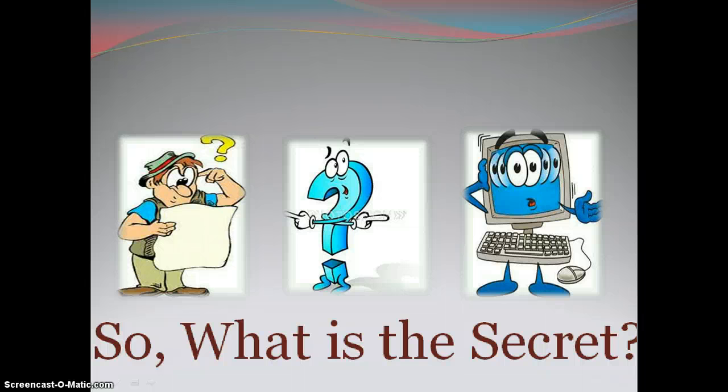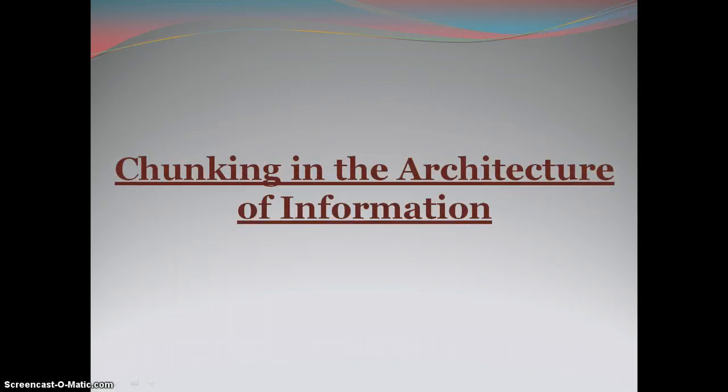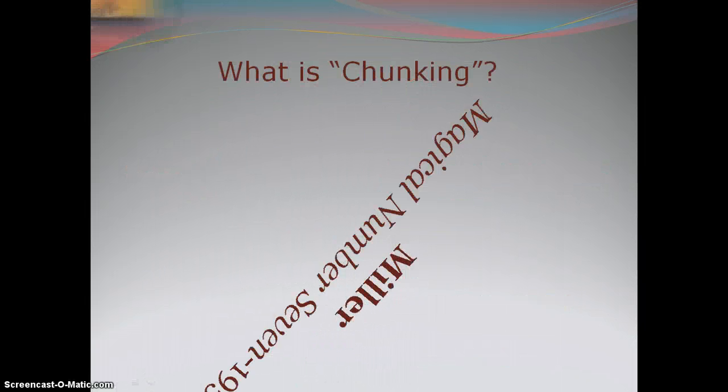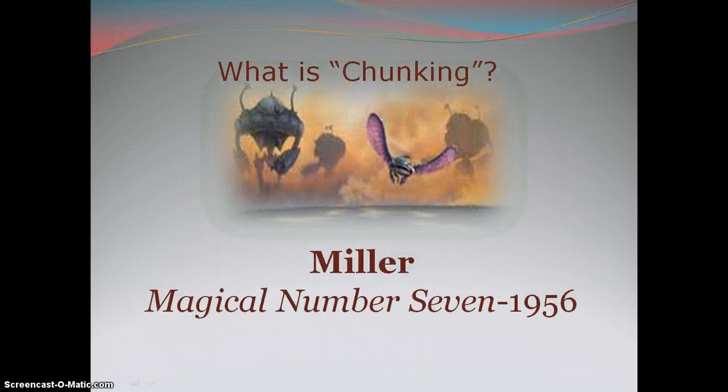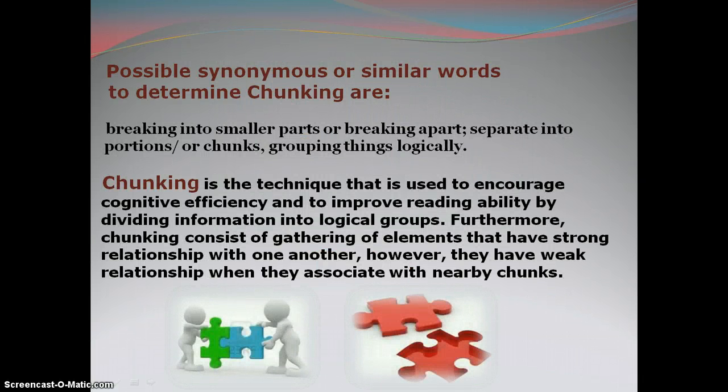So, what is the secret? Well, our helper in this situation would be chunking. Chunking in the architecture of information. What is chunking? The idea of chunking was pioneered around 1940, and it came to us as a distinct concept on the wings of Miller's paper, The Magical Number 7, in 1956.